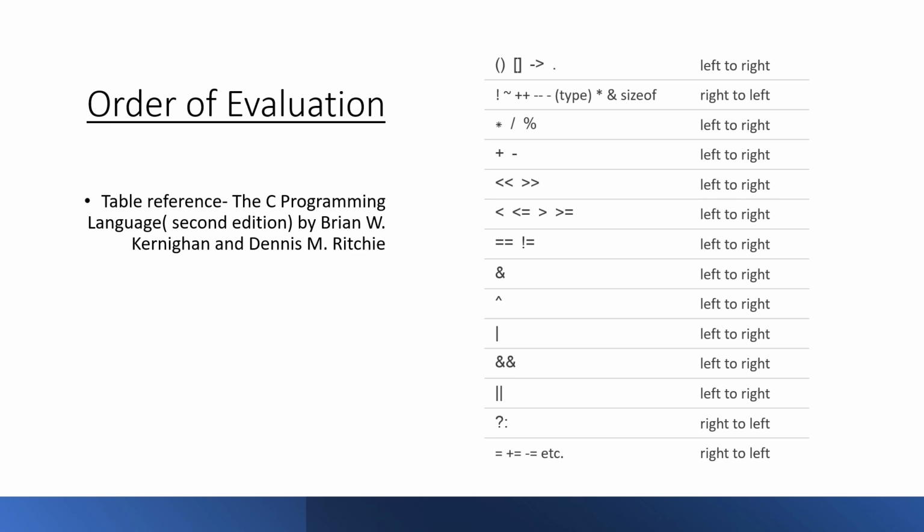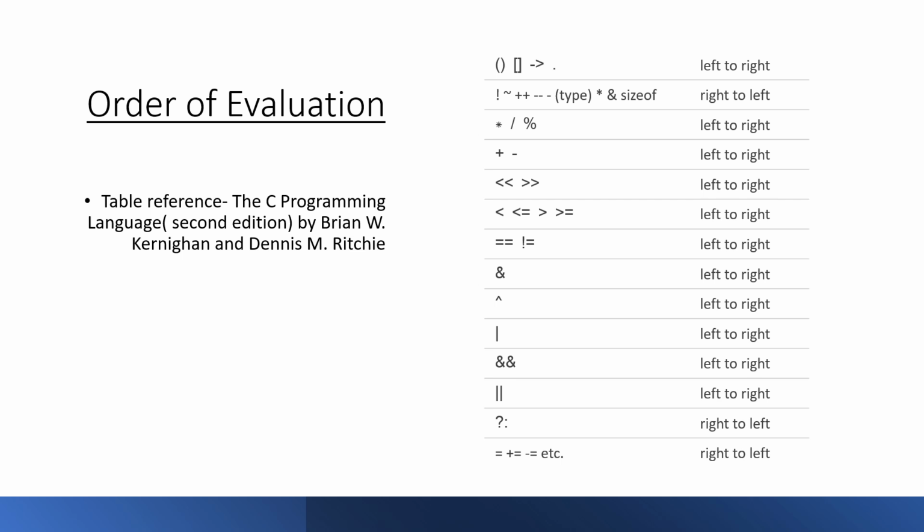Then we have the arithmetic operators that we have studied: multiplication, division, and the percentage sign, which basically gives us the remainder of the division. Then we have plus, minus. Both of these will be from left to right. So the multiplication will be solved before the division, and that will be solved before the remainder. Then the plus will be solved before the minus.